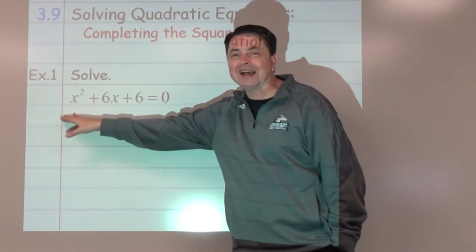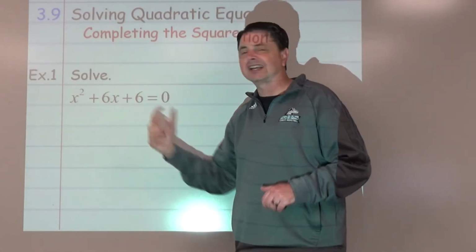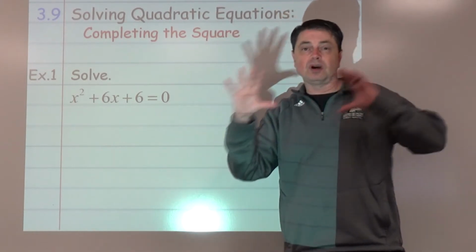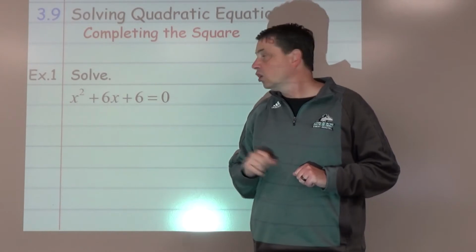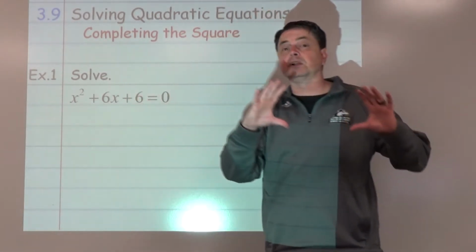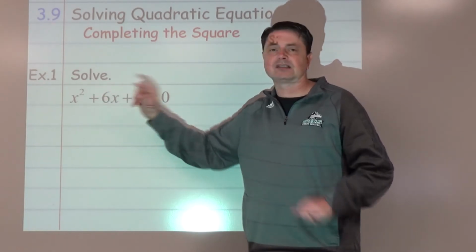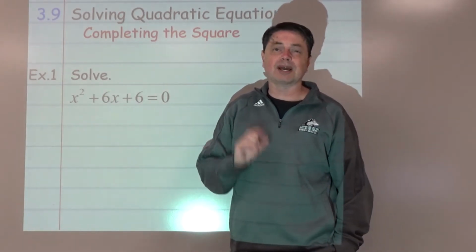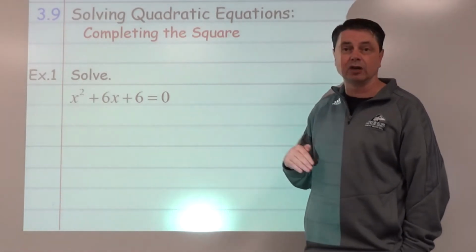Now, I might try factoring this first, but I don't think it's going to work for the plus 6. We could come up with x plus 1 and x plus 6, but that would give us a 7x in the middle. Or we could try x plus 2 and x plus 3, but that would give us a 5x in the middle. I don't think we can get a 6x in the middle by factoring. But I might think of that first if the problem just essentially said to solve.